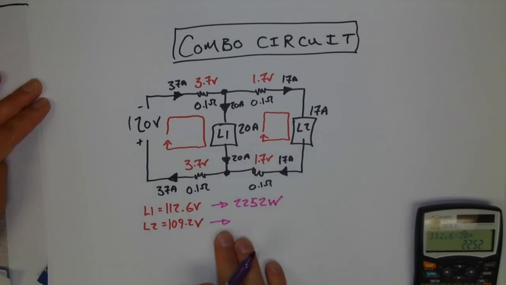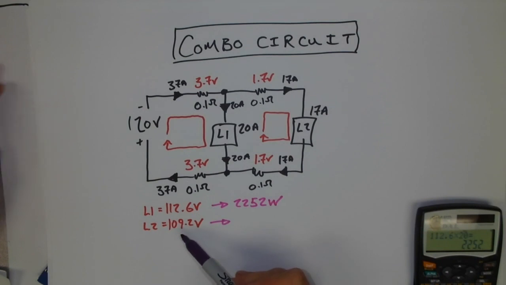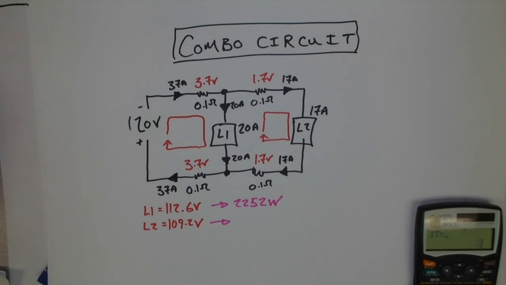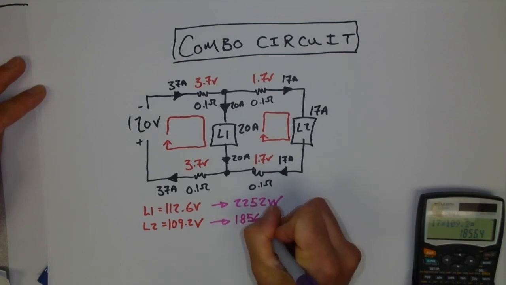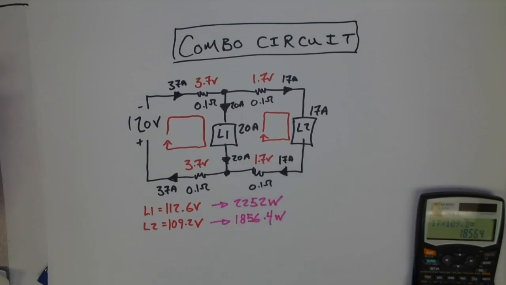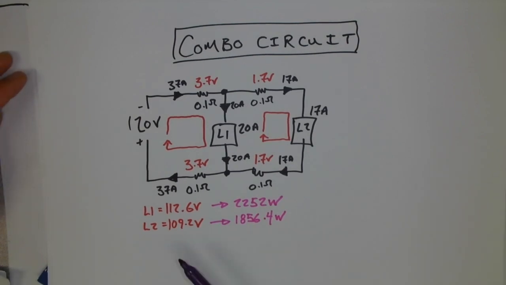Down here, load 2, if I take the current value and multiply it by the voltage, that's one of my power formulas, 17 times 109.2 gives me 1856.4 watts.